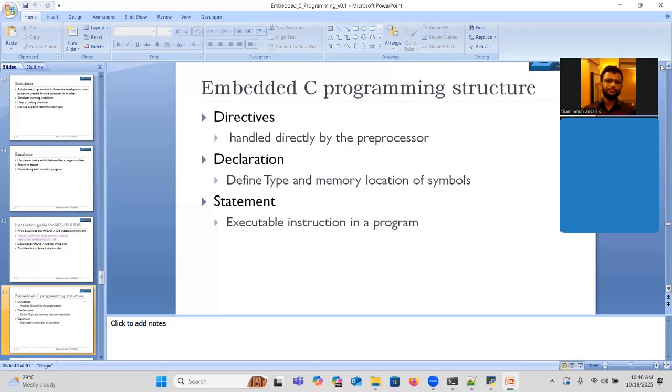Then statements. We have expressions. We have decision making statements. We have repeating statements like loops. Those are called statements. These are the three major things.